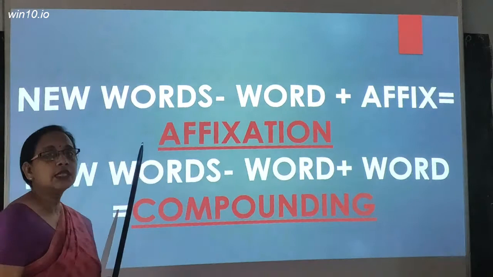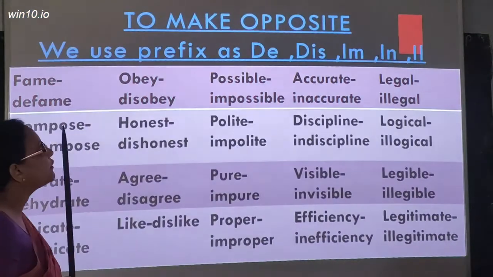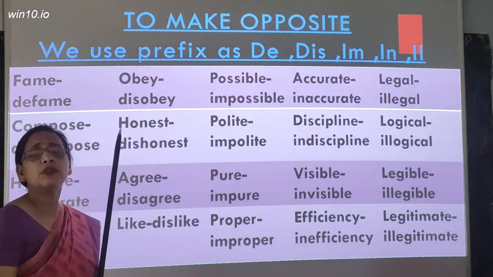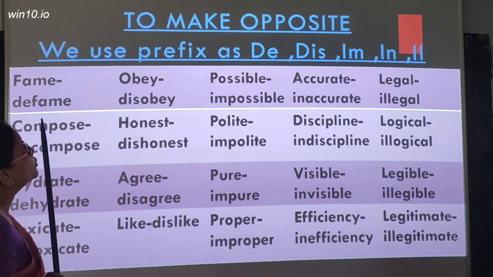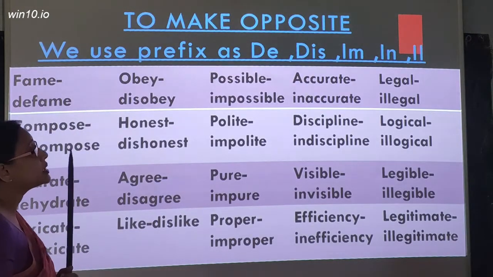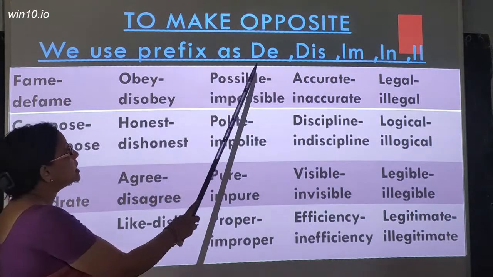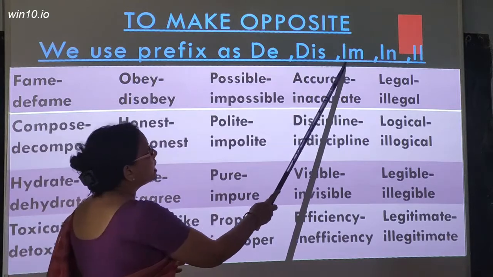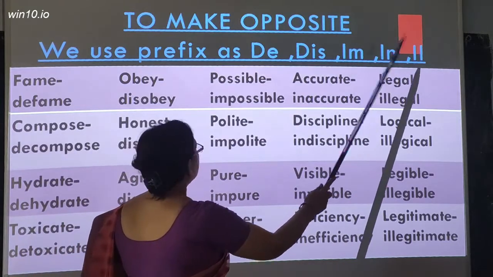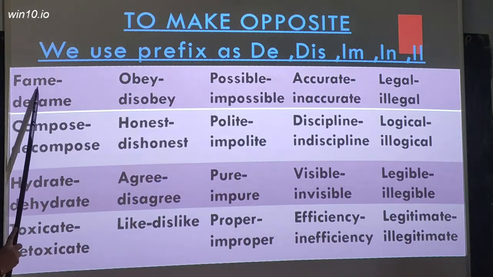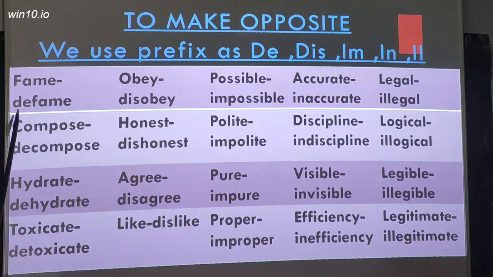Now come to affixation. The procedure of affixation: first we have studied prefix. To make opposites we use prefixes, and the syllables we use to make prefixes are de, dis, in, and im. You have the examples. Fame, F-A-M-E, fame, and we put a prefix. We add the prefix before the word fame, and it becomes "defame."